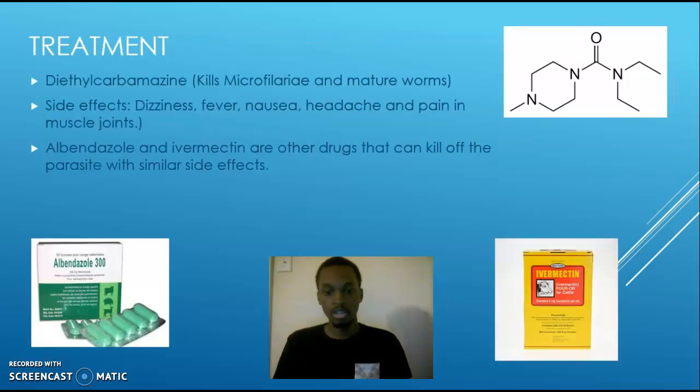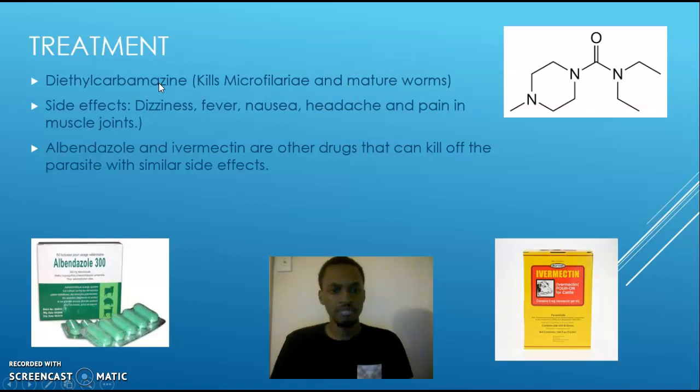Now, luckily, there is treatment for this condition. There are many drugs that have a specific purpose of killing the pathogen. And so there's one drug called diethylcarbamazine, and what it does is it kills the microfilariae and mature worms in that person.